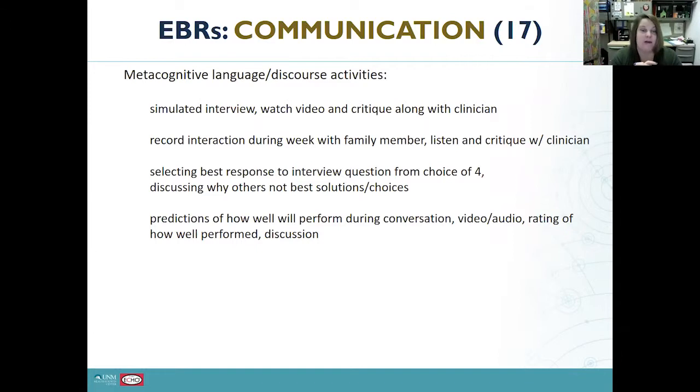In some cases, we have a lot of bad responses to interview questions, or bad responses just to how-are-you questions. And so they're presented in a multiple choice fashion: okay, here are 4 ways to answer this question. Which one's the best one? Why do you think that this one's good? Why do you think that these were bad? And then again, lots of ways to look at predicting how they think they're going to do in a certain conversation or situation, and then actually doing that task and audio taping or videotaping it, and then seeing how well their predictions matched up with their ratings afterwards.